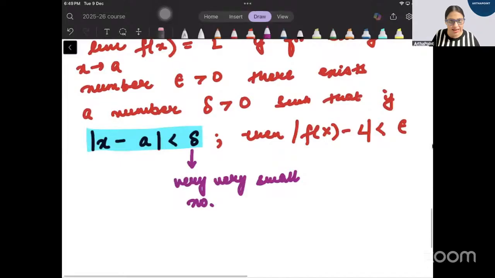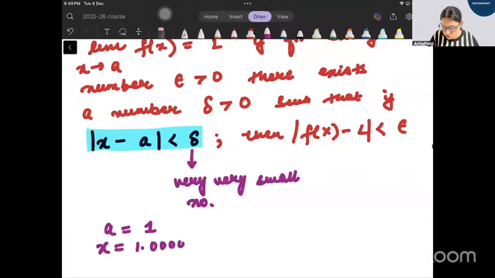x minus a less than epsilon. Suppose I tell you a is 1. Suppose x is 1.000001. Then what will be x minus a? x minus a will be 0.000001.